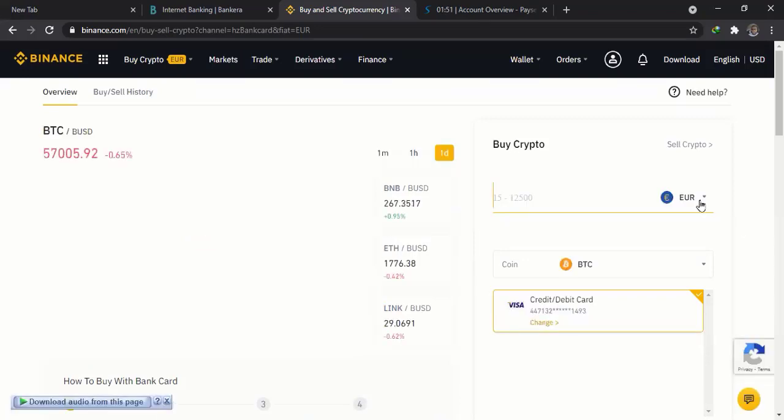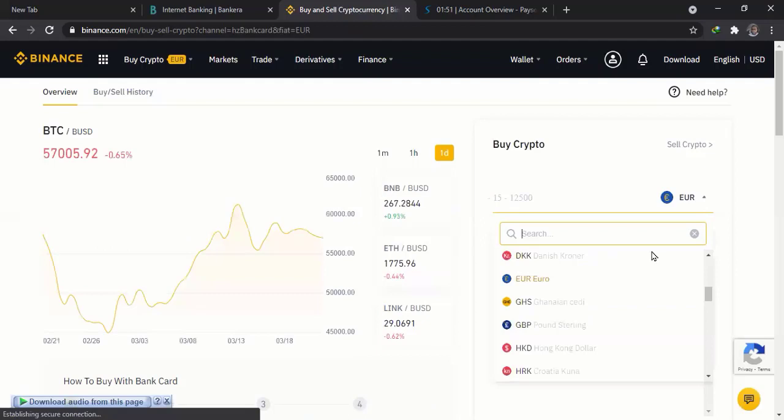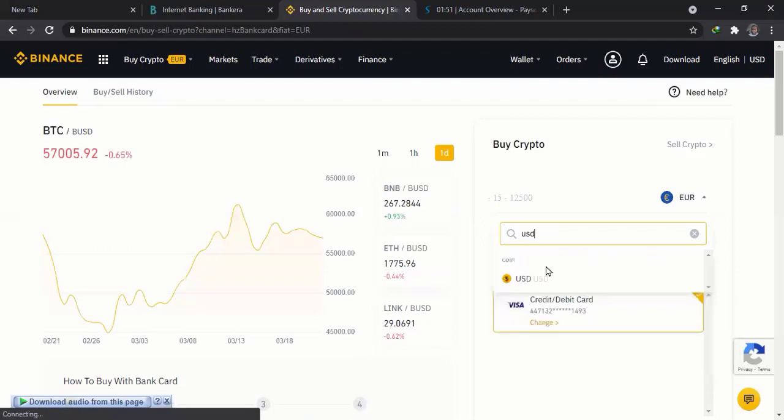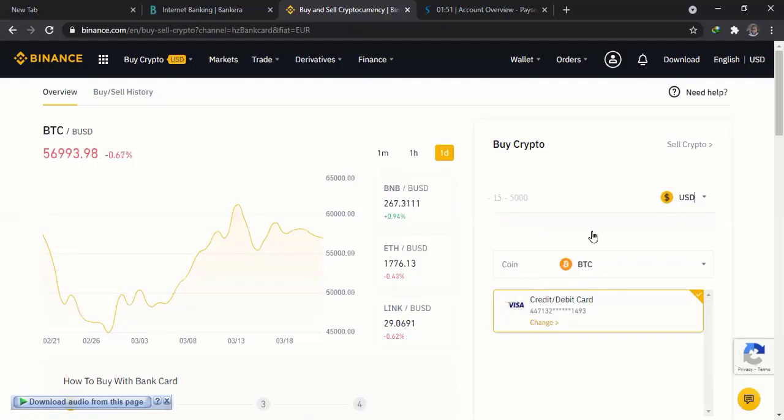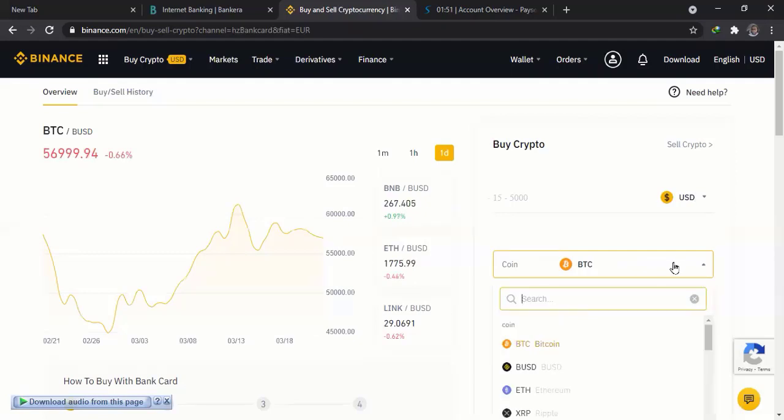Okay, so the most common currency people will be depositing in is US dollar. This is if you're depositing by card. Now, if you're depositing by card, the minimum amount is $15. The maximum amount is $5,000. You cannot purchase or use less than $15 or more than $5,000 for the purchase of this. And I'm going to pick USDT. USDT is easier to explain with because it's one-to-one to the dollar.